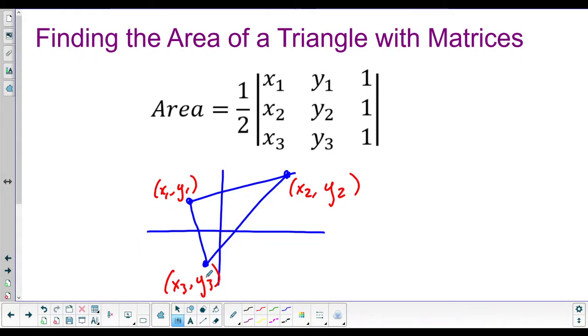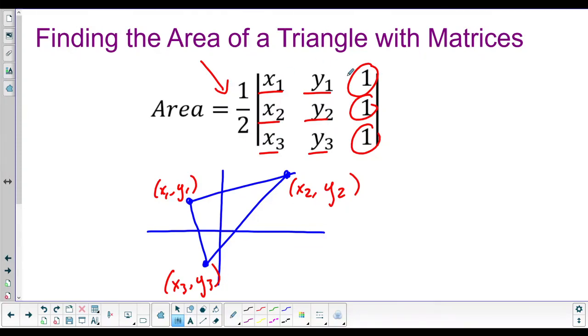So if we have the 3 ordered pairs for the 3 vertices, we can put them into a matrix where we put ordered pair, fill in the last one with a 1. Ordered pair, 1. Ordered pair, 1. These vertical bars, instead of being brackets, they're just vertical bars. That means determinant. So you make this matrix, take the determinant of it, and then multiply that determinant by 1/2. That will be your area.